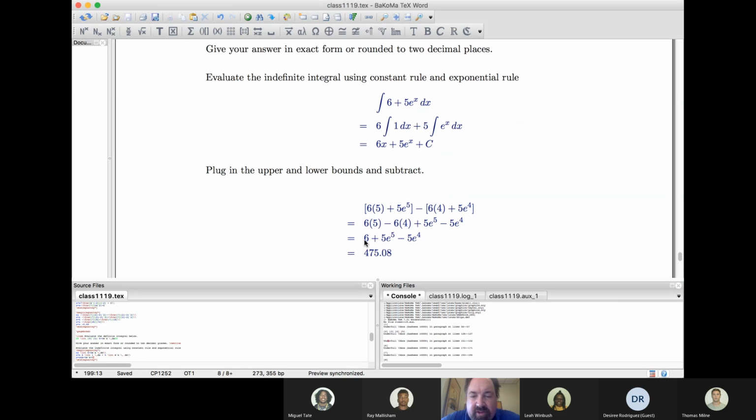So you could use our keypad to enter the answer in this form, or you can work this out using the e to the x function on your calculator and round to 2 decimal places and get this.